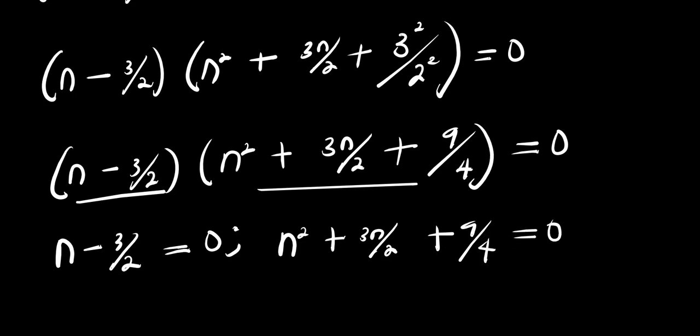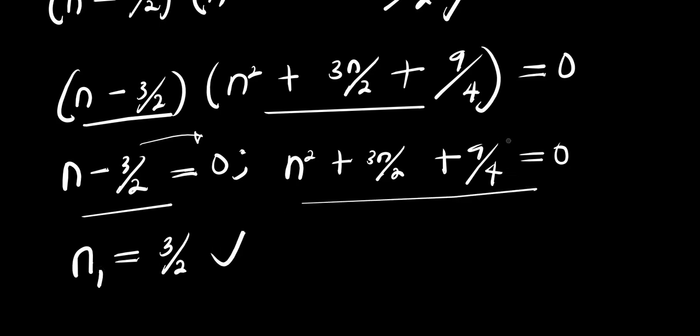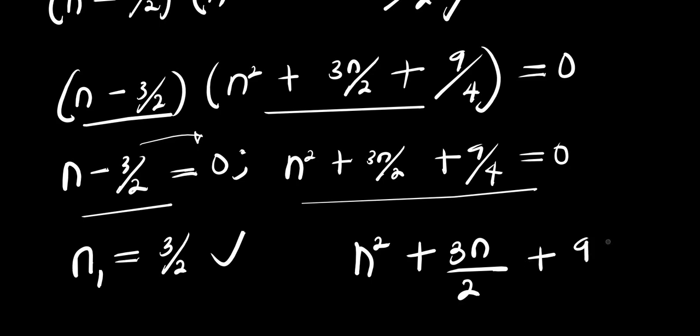So to solve these individual equations, starting with the first one here, I move this negative 3 over 2 across here. I have n equals 3 over 2. So right now, this is our n1. We need to solve this quadratic equation to find the other values of n. So what I'm going to do will be to find the LCM. This is n squared plus 3n divided by 2 plus 9 divided by 4 equals 0, and this is over 1.